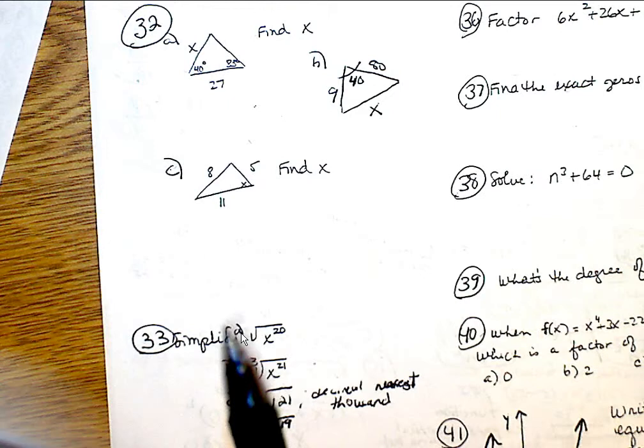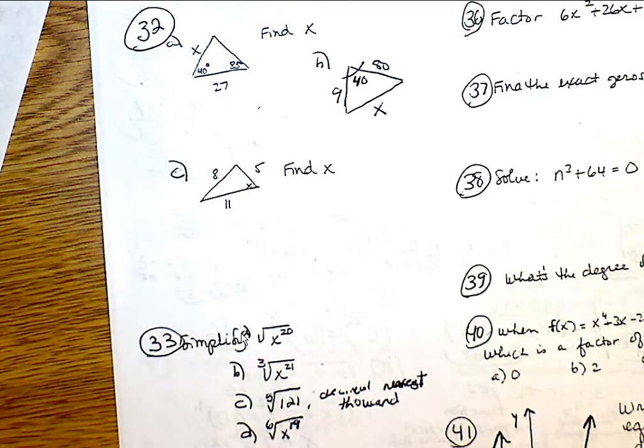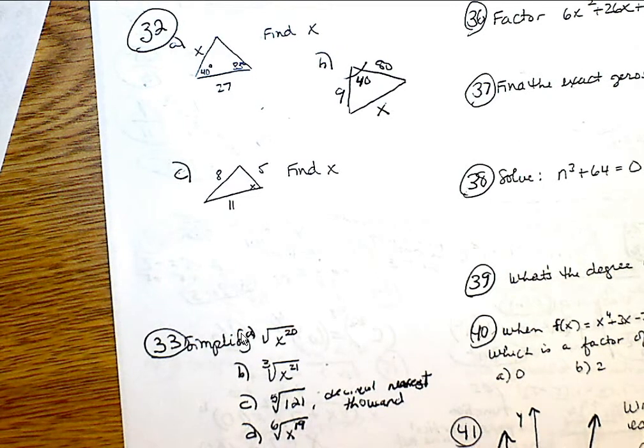The first thing is, make sure on your formula sheet you have law of sines and law of cosines. On the day of the test, if you ask me, can I have the formula for anything, I'll say, sorry, if you didn't write it down. So make sure you do have it.